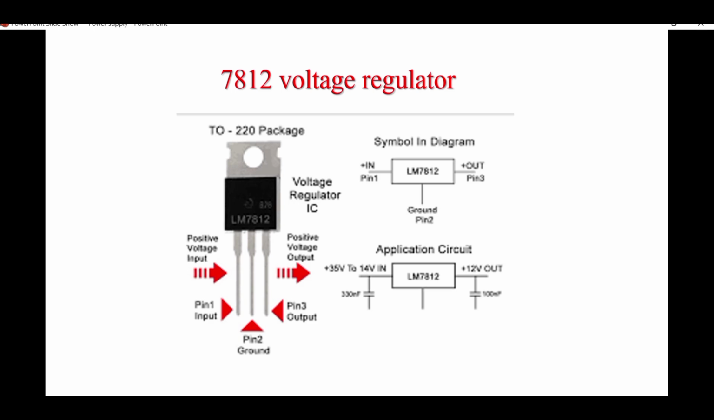This is the representation of the voltage regulator. It has 3 pins. First pin is input, second pin is ground, third pin is output. This is the representation of the 7812 voltage regulator. We can connect pin 1 as input and pin 3 as output.